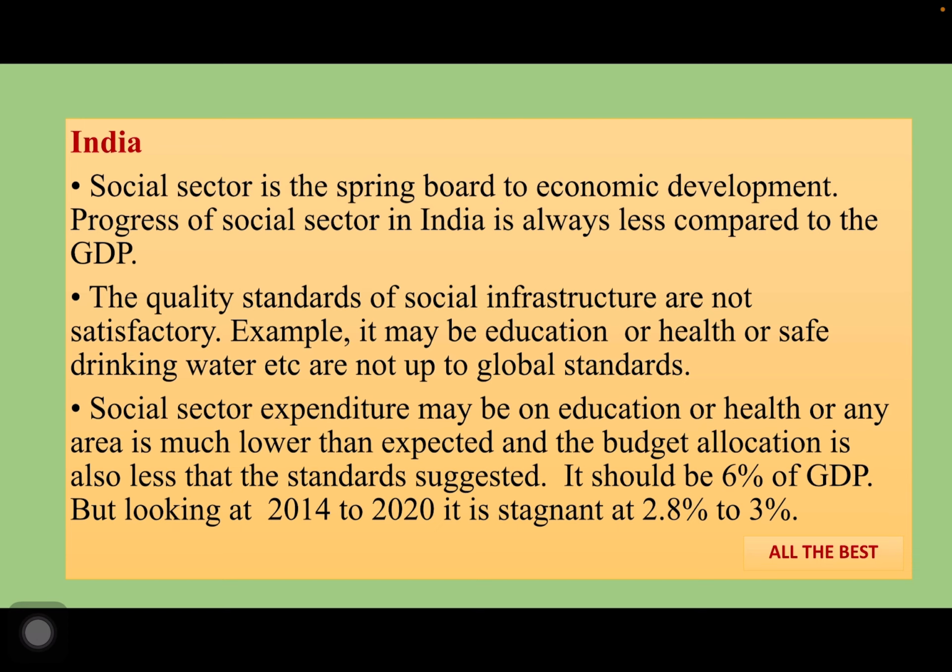For example, it was suggested to be 6% of GDP, but when we look at the 2014 to 2020 budget periods, I am talking about budgets, not planning, it is more or less fixed at 2.8 to 3%. Expected was 6% of GDP, but it is always less than 3%. That means our allocation in the budget for the social sector needs to be improved.